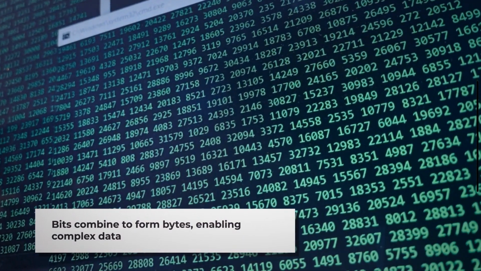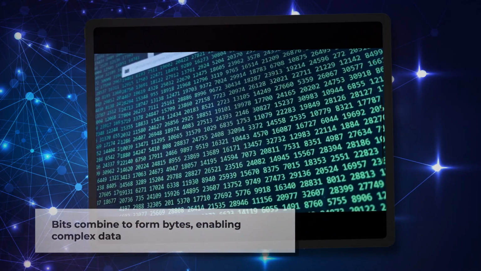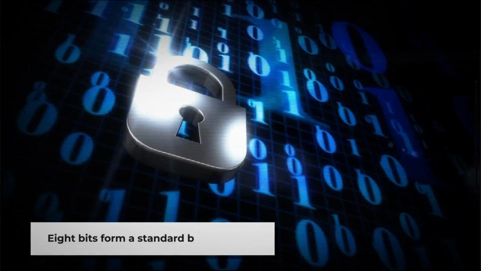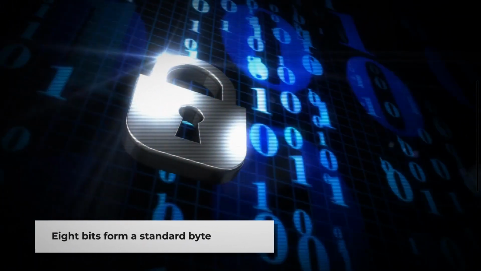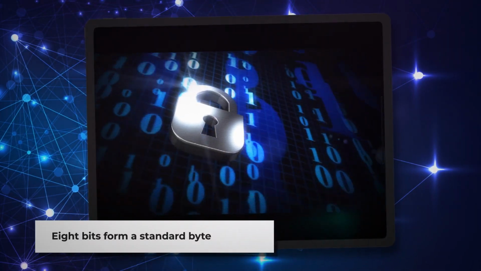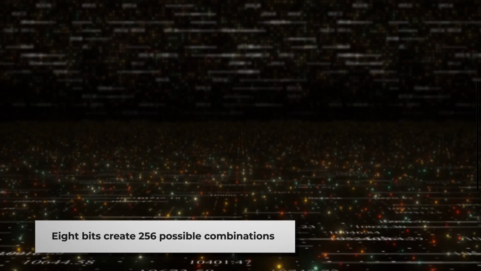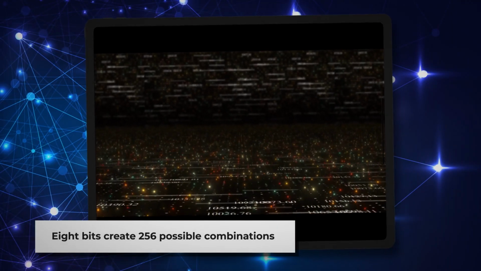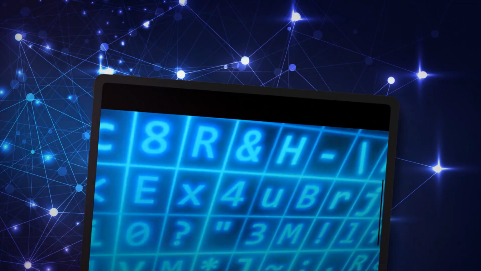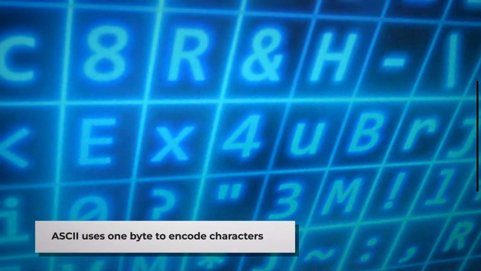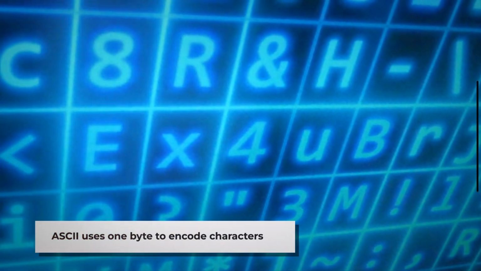A byte consists of 8 bits grouped together. This grouping emerged as a standard because 8 bits provide enough combinations to represent meaningful data. Specifically, 8 bits can create 256 different combinations, calculated as 2 to the 8th power. This capacity of 256 values proves particularly useful for encoding characters.